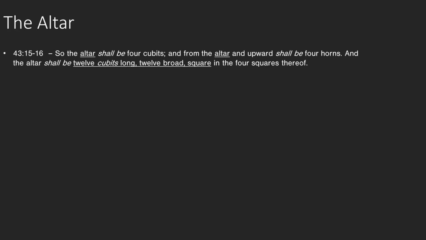Knowing what we know now, we have to take a very close look at the altar. So the altar shall be 4 cubits, and from the altar upward shall be 4 horns, and the altar shall be 12 cubits long, 12 cubits broad, square in the 4 squares thereof. The perimeter of this altar makes 84.48 feet. Given that it is 12 cubits long and 12 cubits broad square, we have our Israel numbers coming into play.